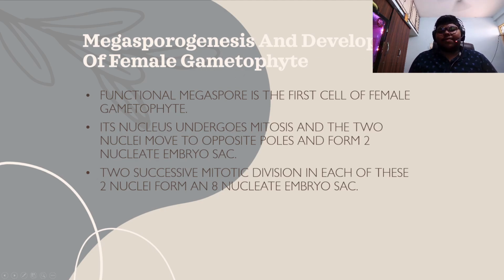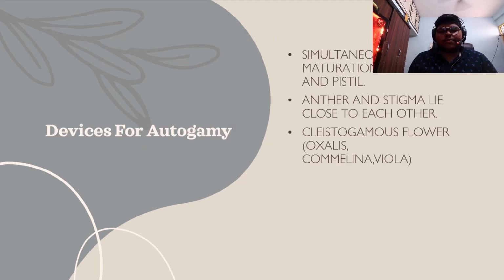Megasporogenesis and development of the female gametophyte. The functional megaspore is the first cell of the female gametophyte. Its nucleus undergoes mitosis and the two nuclei move to opposite poles, forming a two-nucleate embryo sac. Through two successive mitotic divisions, each of these two nuclei forms an eight-nucleate embryo sac.